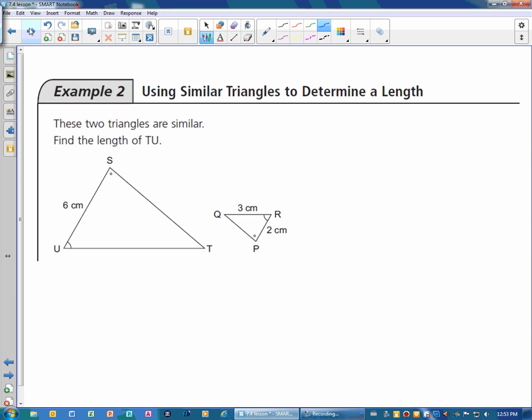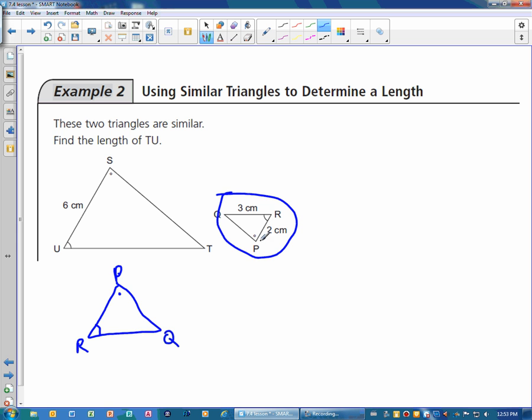Example number 2, using similar triangles to determine a length. These two triangles are similar, find the length of TU. So again, they're not in the same orientation. I'm going to turn this one so that it looks exactly like this. Look at how there's a dot there, I want a dot here. There's a curve, I want a curve. The curved one is R. The dot one's P. What's left over is Q.